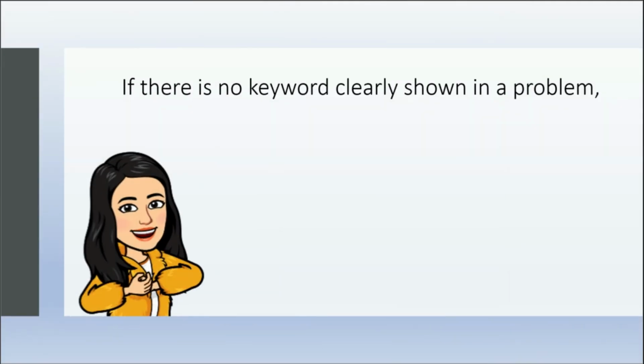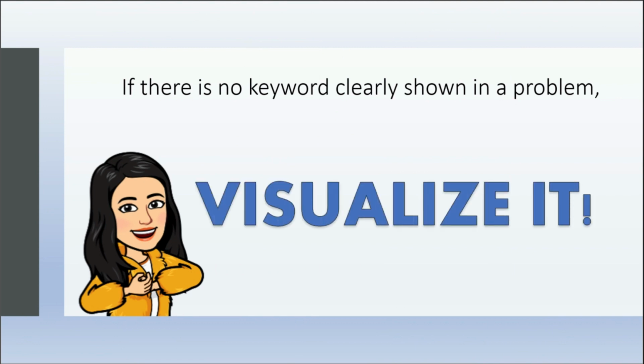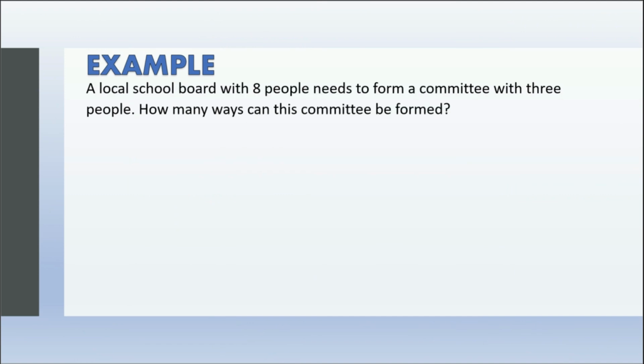But what if there is no keyword clearly shown in a problem? Well, we need to visualize it, like you are analyzing the problem thoroughly, to identify if it is a permutation or a combination. Let's see some examples. A local school board with 8 people needs to form a committee with 3 people. How many ways can this committee be formed?